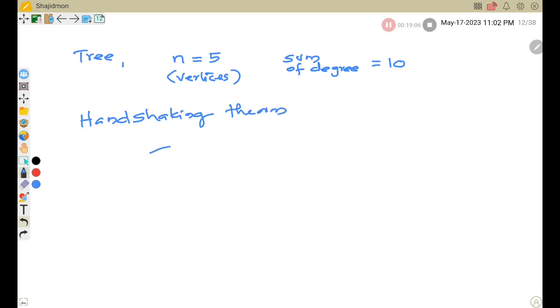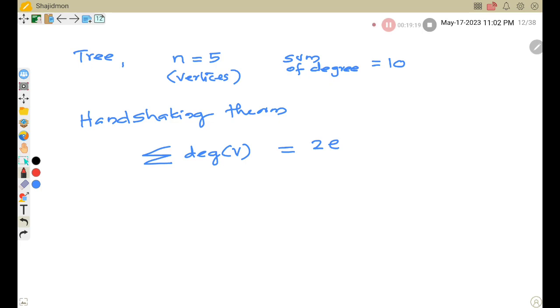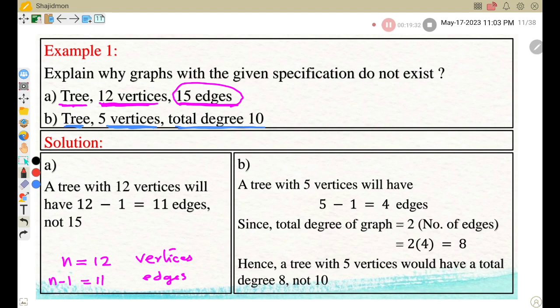Handshaking theorem means the sum of the degrees of the vertices equals 2 times the number of edges, correct? Now when we are doing this question, how many vertices are there? 5 vertices are there. The sum of the degrees is equal to 10. So we can check that.